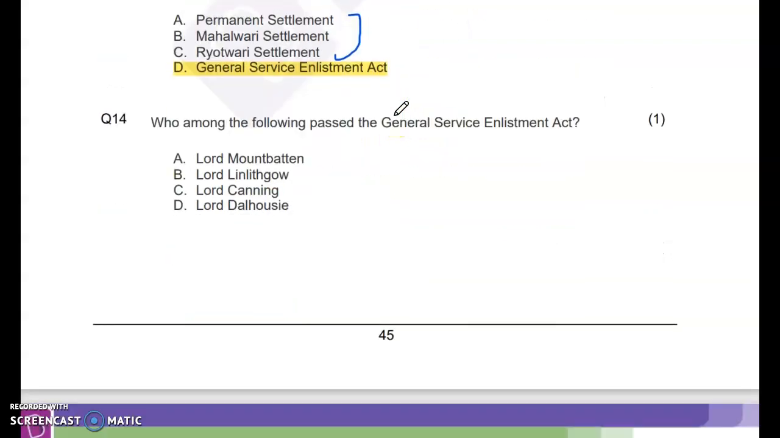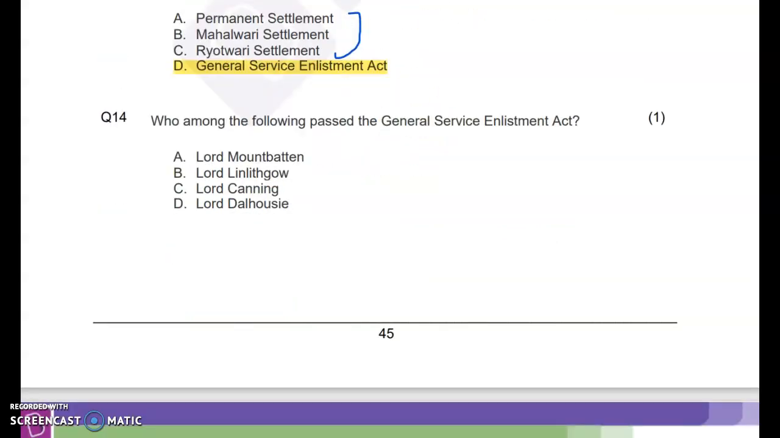system. Who among the following passed the General Service Enlistment Act? Options are given. Answer is C. Lord Canning. Lord Canning passed the General Service Enlistment Act. It created a great deal of resentment since the act mandated the sepoys to be ready to serve on foreign soil. This went against the religious sentiments of the natives who believed it was forbidden for them to pursue sea voyages.